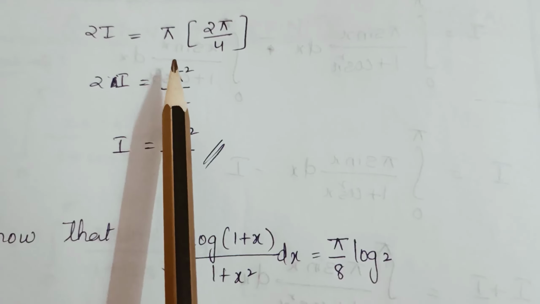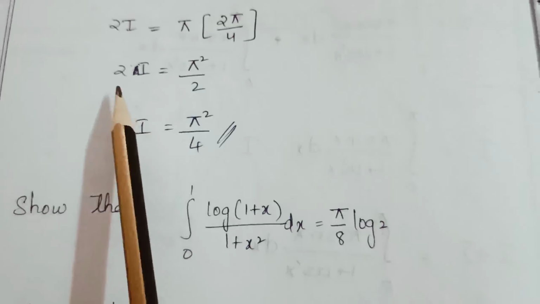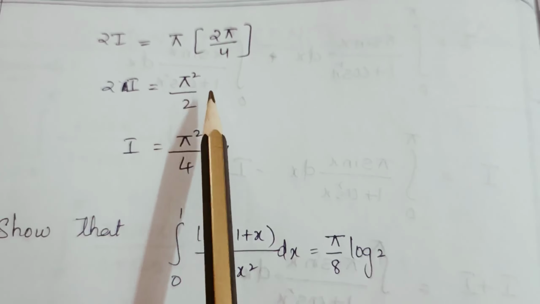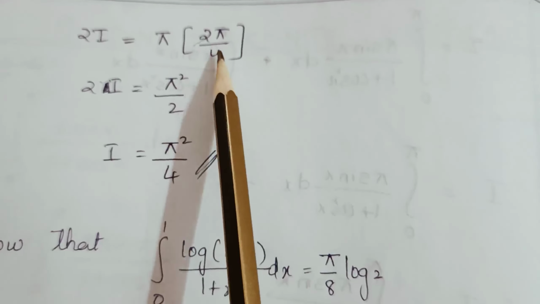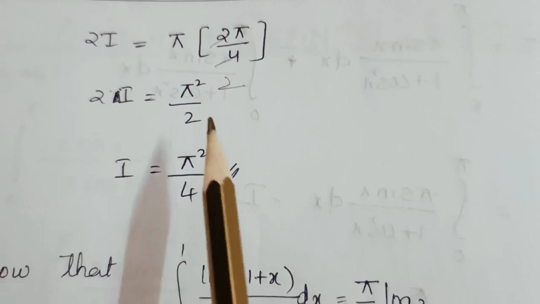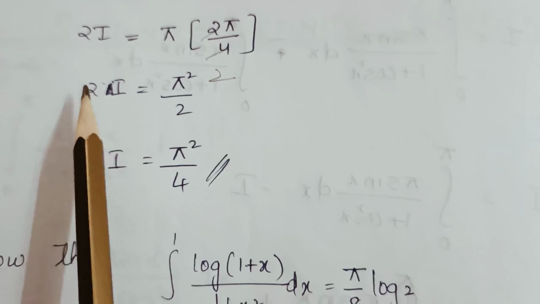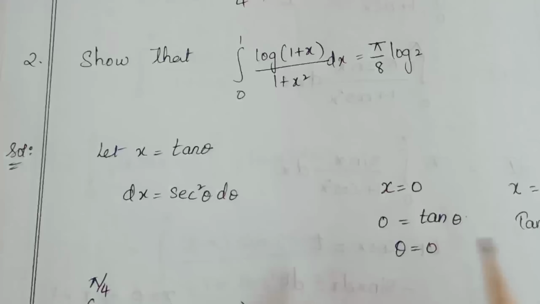2I is equal to pi into 2 pi by 4. Okay, 2I is equal to pi square by 2. So pi square by 2, then I is equal to pi square by 4.